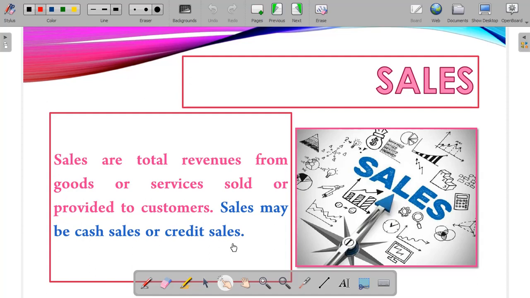The next term is the sales. Basically, sales are the amount of goods sold, that have been already bought or that have been manufactured by the business, right? Sales also include credit or cash.